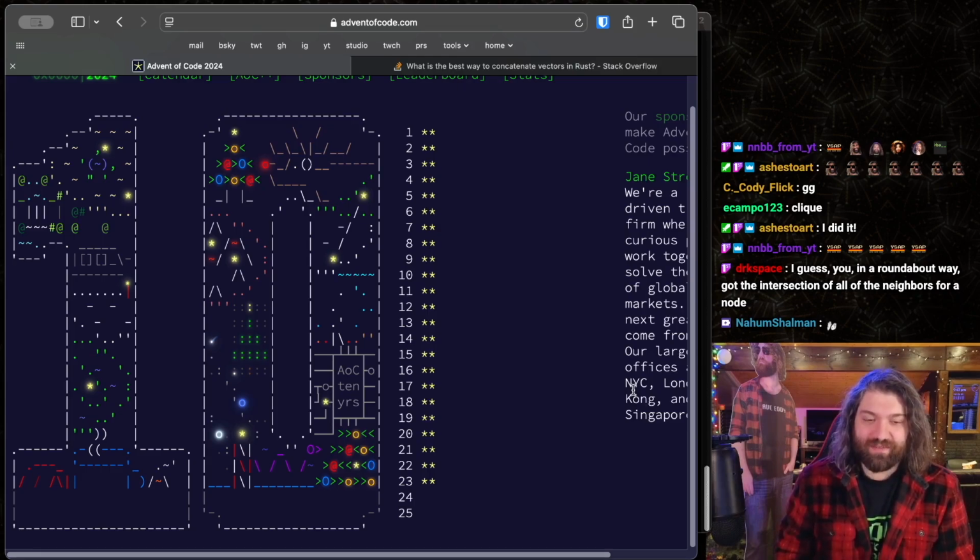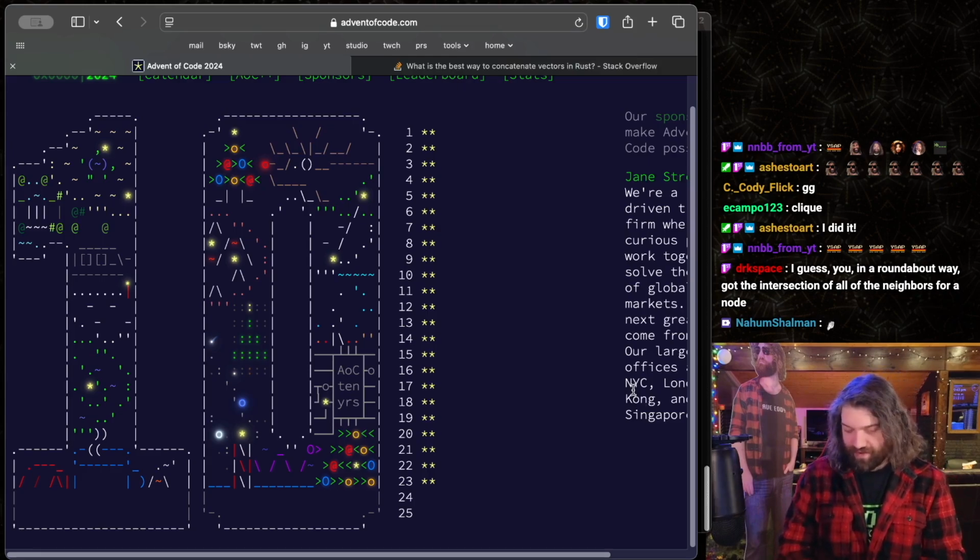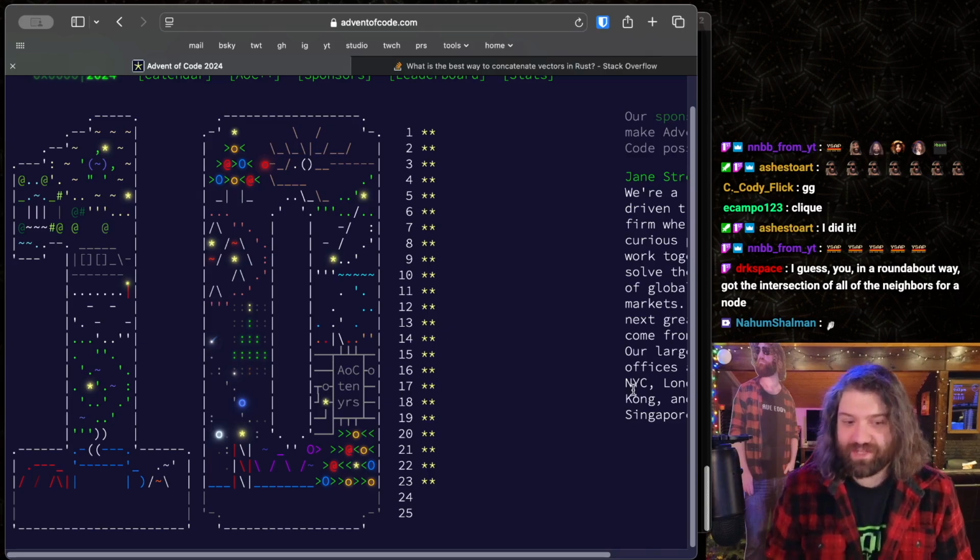Got the intersection of all the neighbors for a node. I did, in a very roundabout way. In a way that was really, really dumb.